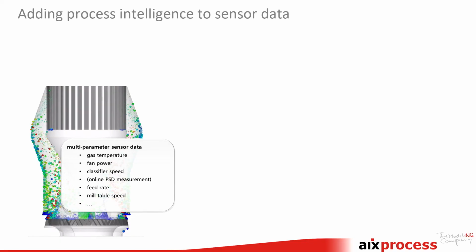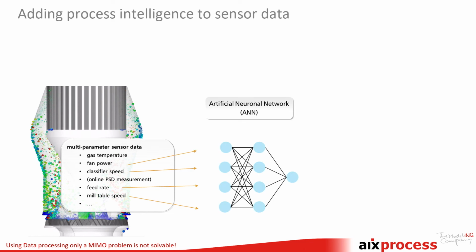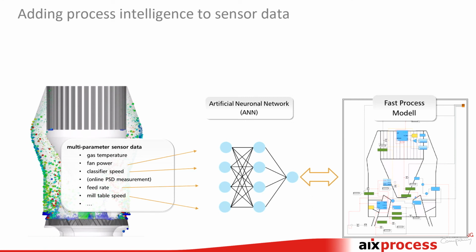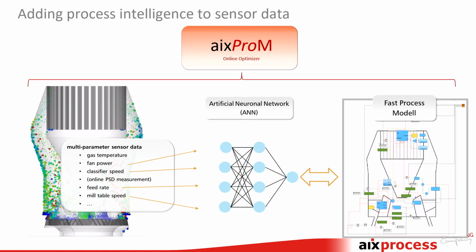But also, if you have multiple parameter sensor data, you have a multiple input and multiple output problem. It is difficult to optimize this in a natural way. So you can combine it with an artificial neural net and have it run with a fast process model. This can be a fast running CFD model or a flowsheet model. And combined, this is what we call XPRO-M. So this, as mentioned before, brings the model world of the process back towards the machines.